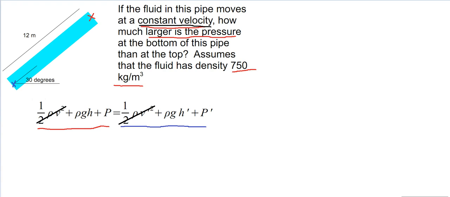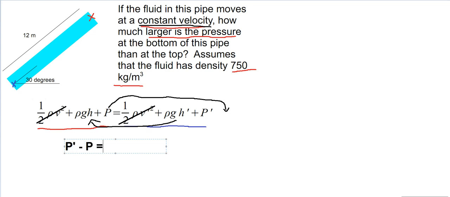So basically what we want to do is group terms that are the same together. We're going to want to bring the pressure terms to one side, and we're going to want to bring the gravitational term to the other side. What this does is it changes our equation into something that we can solve. First of all, we're going to have P prime minus P on one of the sides, and this is going to be equal to rho times g times h minus h prime.